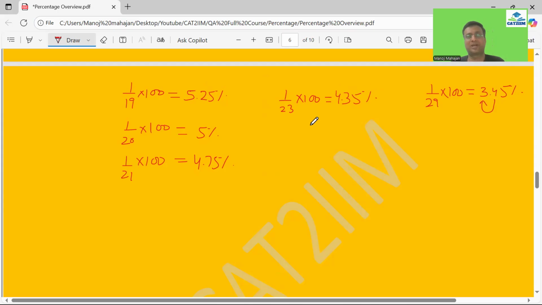Now 1 upon 25 would be pretty easy. In 200 if I do, that's 4%. 1 upon 27 into 100 is nothing but 3.7. So this was 27, this is 37. So instead of 2, you get 3 over here. Of course, there is a decimal point out here. So we are done with all the fractions from 1 to 30. And these fractions are very important.